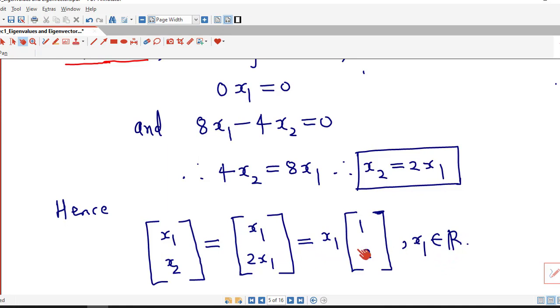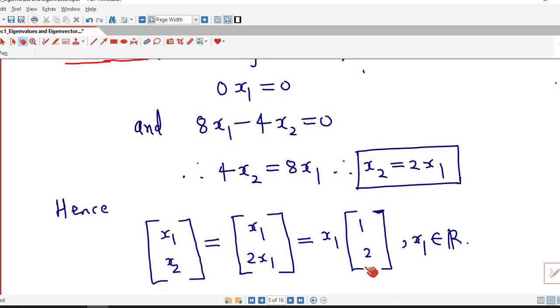So there are infinite number of non-zero vectors corresponding to lambda equal to 3 depending on different values of x1. Because our system has infinitely many solutions, we must have infinite number of non-zero eigenvectors. But this (1, 2) is the linearly independent eigenvector. All the eigenvectors are nothing but scalar multiple of this linearly independent eigenvector, which is (1, 2).